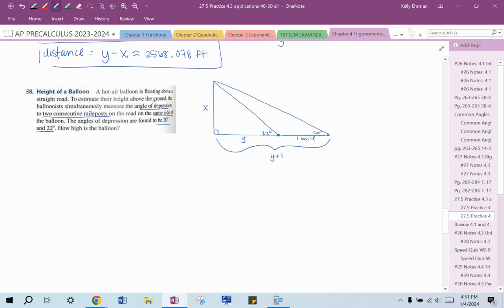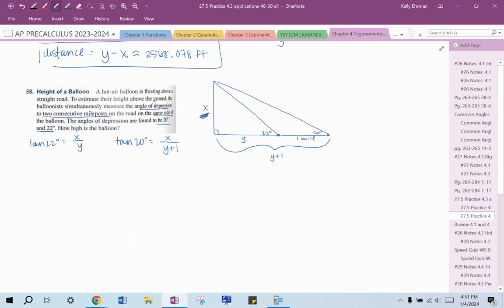So I'm still going to set up a tangent equation for each scenario. For the first angle, tangent of 22 degrees is equal to x over y. And then for the other one, the tangent of 20 degrees is equal to x over y plus 1. All right, and the question is, how high is the balloon? So how high is this? And I'm realizing as I'm making this video, I might have switched what I called x and y on my answer key versus this.